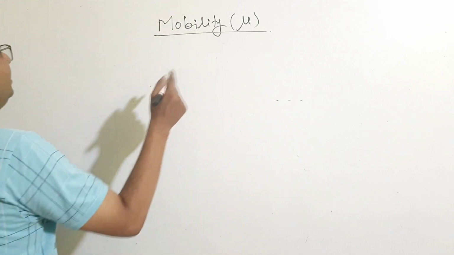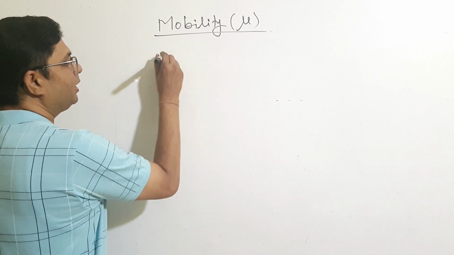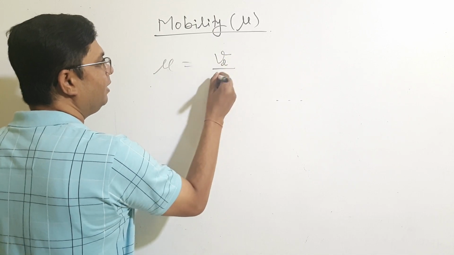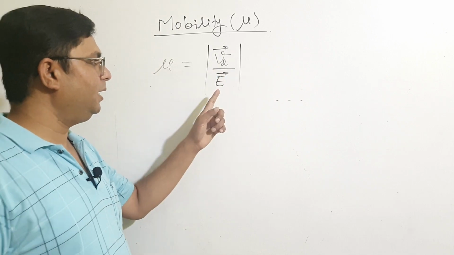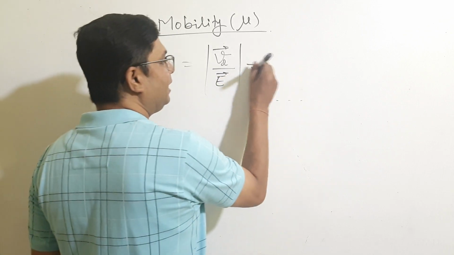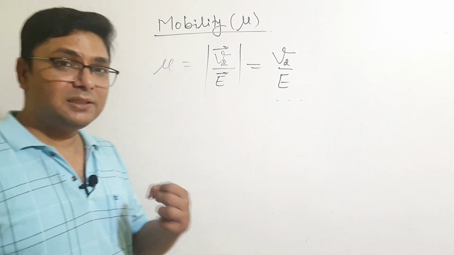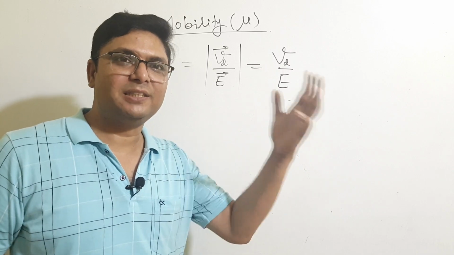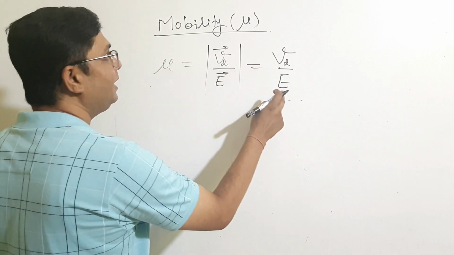Mobility can be defined as, the symbol is mu, and mu is equal to the ratio of drift velocity, Vd, divided by the electric field magnitude E. So the ratio of drift velocity upon electric field magnitude is said to be mobility. So mobility is equal to Vd by E. This is mobility, the measure of the movement of charge carriers. So mobility mu is equal to Vd by E.